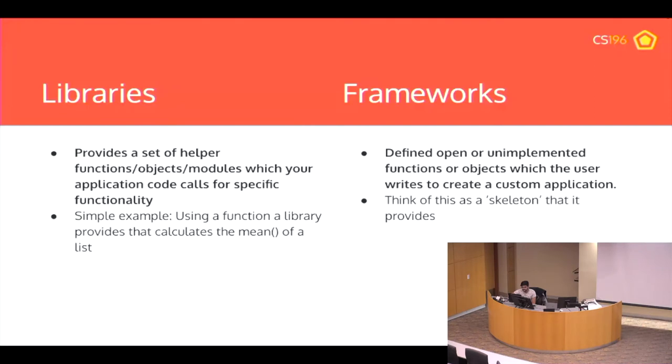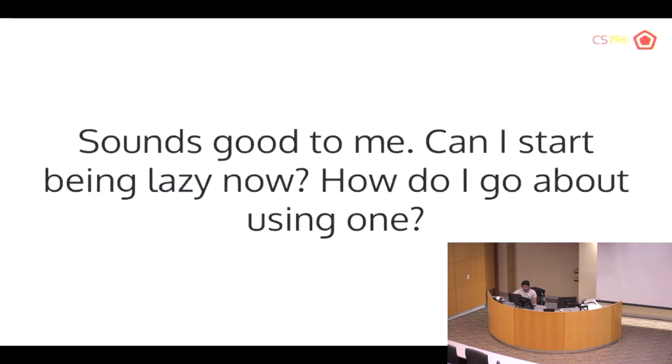In comparison, frameworks define open or unimplemented functions or objects which the user writes to create a custom application. So think of this as a skeleton that the framework gives you. An example of this is Angular. Angular is a web framework in JavaScript. If you wanted to write a web application, Angular is a very good way of doing this, and it essentially gives you the skeleton, and you can implement things inside of the skeleton to get your web application to work. In comparison to a library, which simply gives you functions that you can use in your own application. So those are the differences between frameworks and libraries.